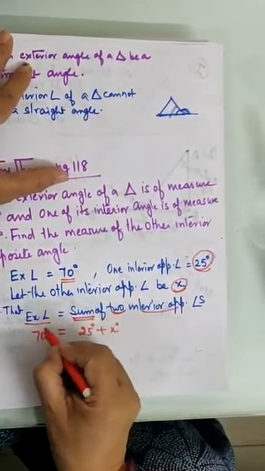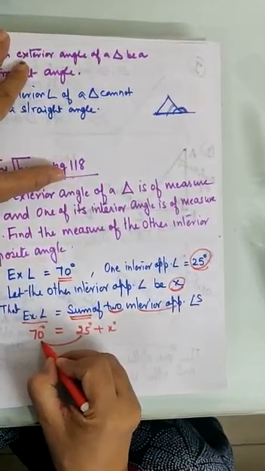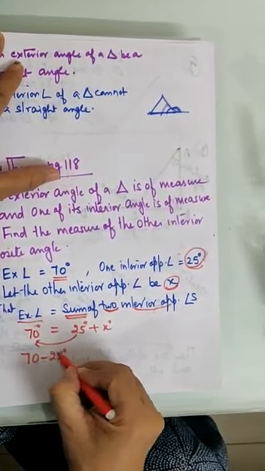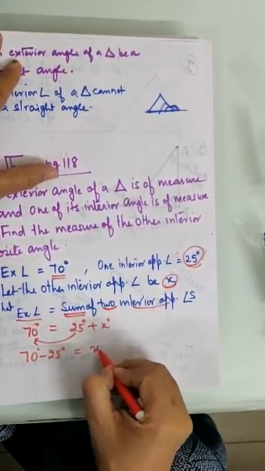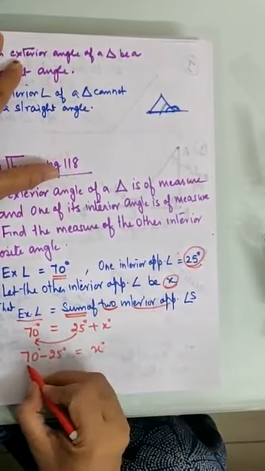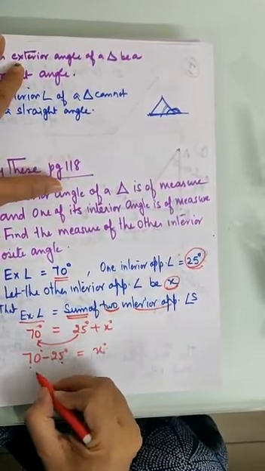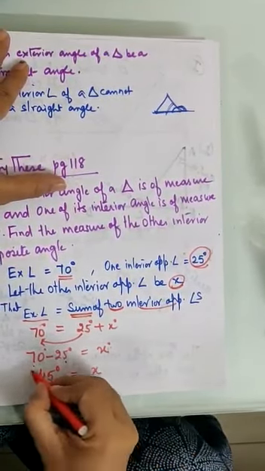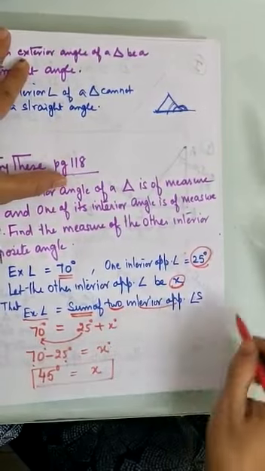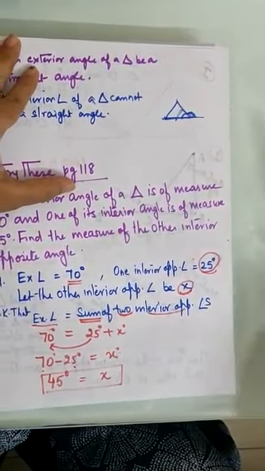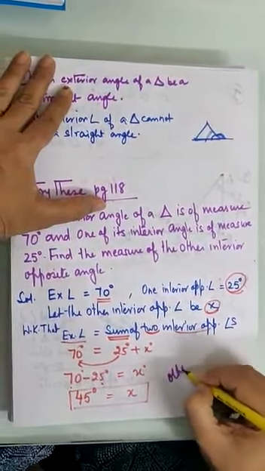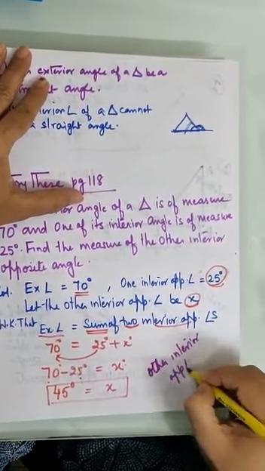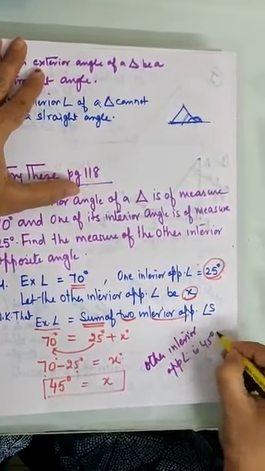Okay, now this comes to this side, what happens? 70 minus 25 equals x. Now 70 minus 25, when you do, you get 45 degrees, that is equal to x. So what do you conclude? That the other interior opposite angle is 45 degrees. Clear?